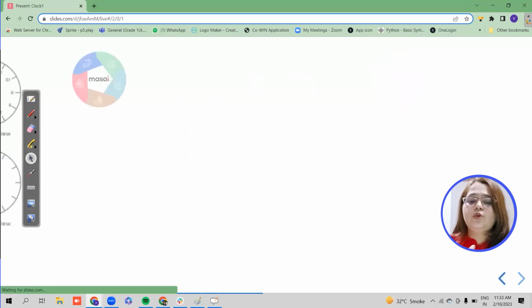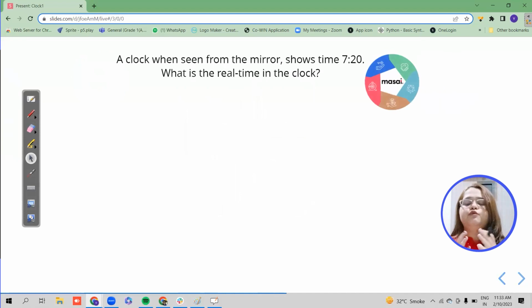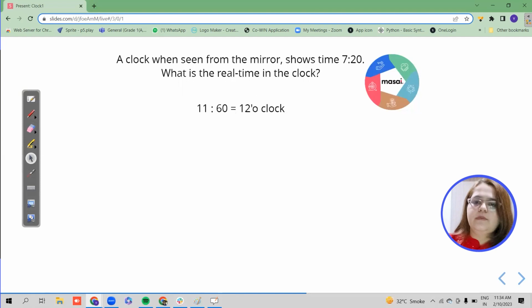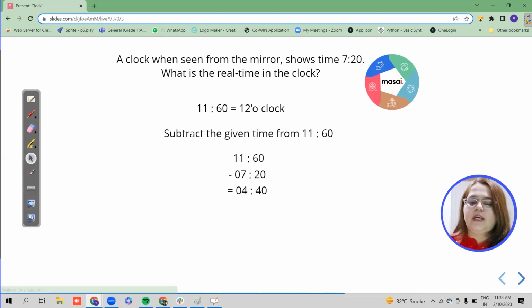Now, how can we do that? As I told you already, we have to use the formula of 11:60. Let's see that with the help of an example. A clock when seen from the mirror shows the time 7:20. What is the real time in the clock? So here, as I told you, the important number is 11:60, which is nothing but the same as 12 o'clock. You have to subtract the given time, the time that is given in the question, that is 7:20. So 11:60 minus 7:20. You can clearly see that 60 minus 20 is 40 and 11 minus 7 is 4. So the answer to this question would be 4:40. When there is 7:20 in the mirror, the real clock will show the time 4:40. So isn't it easy?